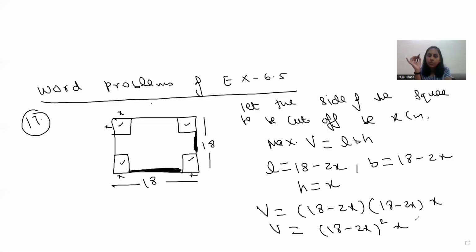Question is, what should be the side of the square to be cut off so that the volume of the box is the maximum possible? That means we need to maximize the volume of the box. We have to make sure that whatever function we are maximizing or minimizing should be a function in a single variable. In this case, volume is given by (18 minus 2x) whole square into x, a single variable function in terms of x. So now we will apply the double derivative test to find out the maximum volume.